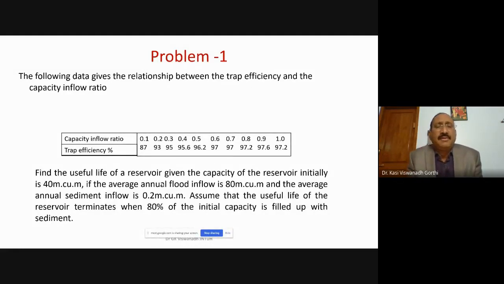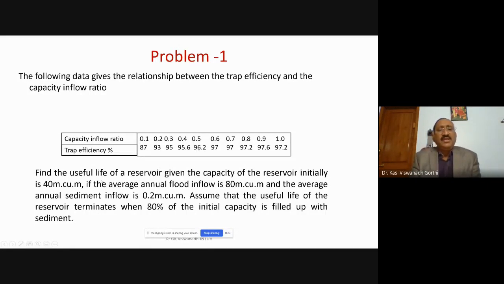Please look at what are the terms that are used here. Capacity inflow ratio. What is capacity? It is the capacity of the reservoir. Inflow may be a variable parameter. So you are not taking the capacity inflow ratio; it is given in the problem. And trap efficiency, as we have seen now, is the percentage of the sediment which is trapped. So for this table, for different values of the capacity inflow ratio, the trap efficiency is given.